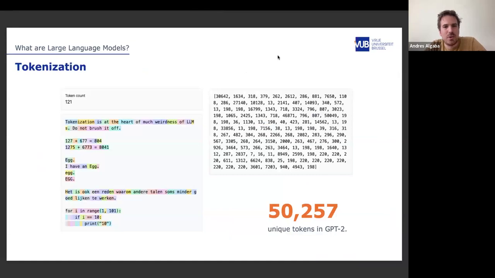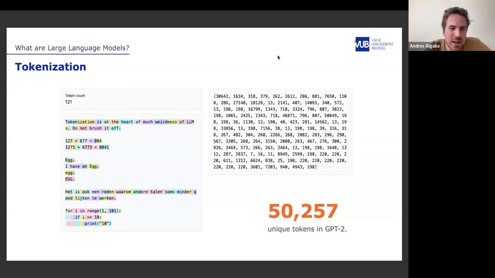Now, I'm talking about tokens. Why aren't I talking about words? Well, this is something very important to always keep in mind when you discover buggy behavior in large language models: they don't operate on words like we do, they operate on so-called tokens. Tokens are sometimes words, sometimes subwords. Here with the color indications, you see that "token" is a token, "ization" is a token, "is" is a token, "at" is a token, and so on.